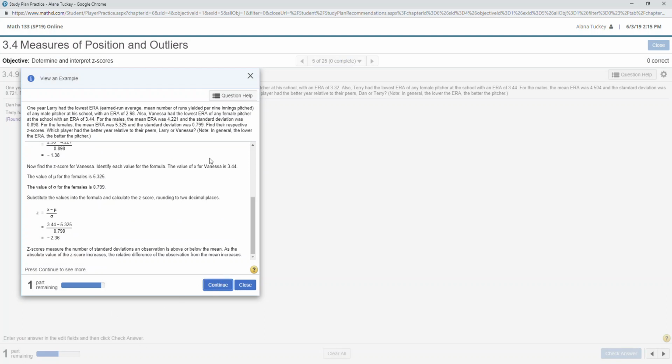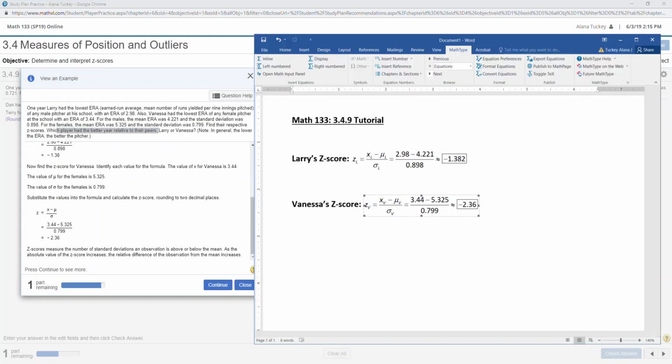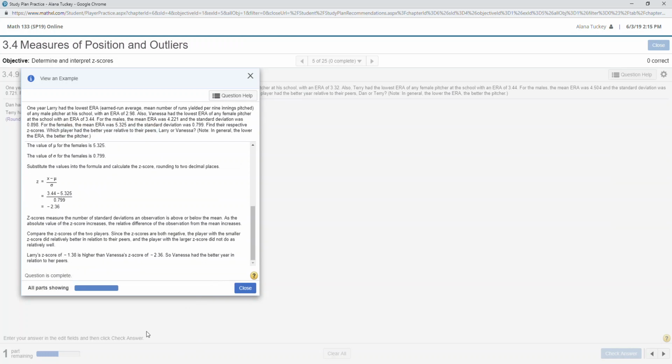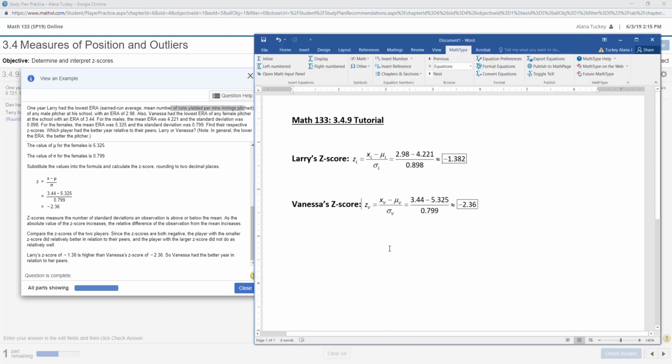Now they want to know which player had a better year relative to their peers. Okay, well, in baseball, you want to score, right? So Larry's z-score, oh, they're both negative, that's true. So the player with a smaller z-score did better relative to their peers than the player with the larger. So had the lowest ERA. Oh, this is a bad thing. So you want earned run average. You want runs yielded per 9 innings pitched, right?